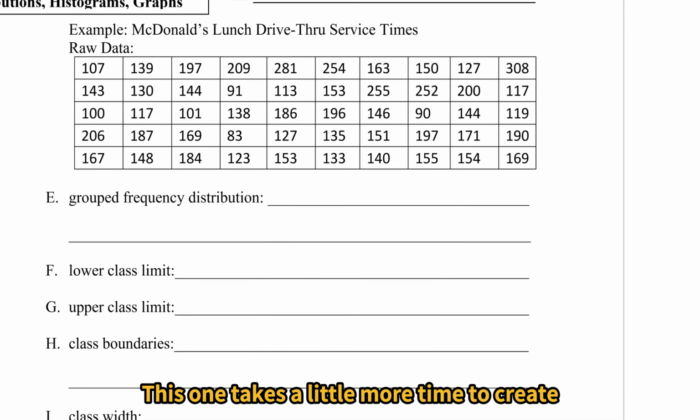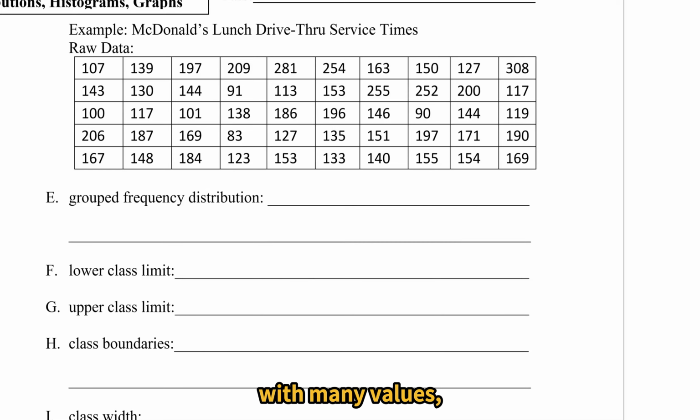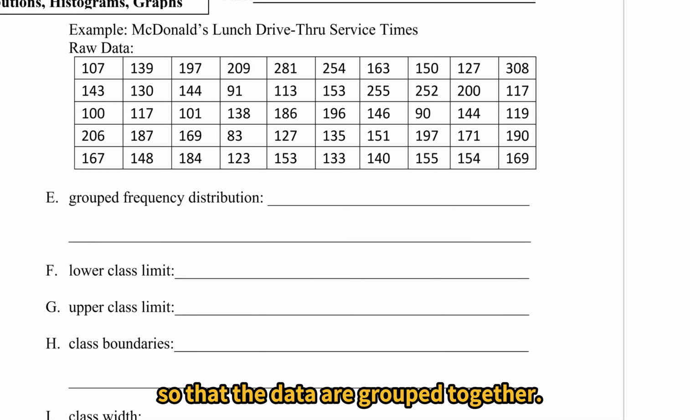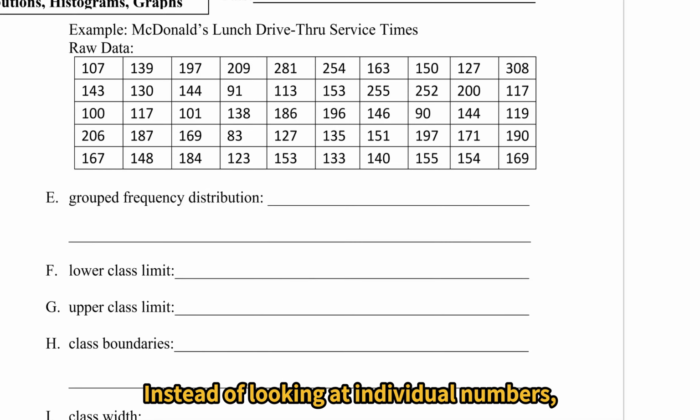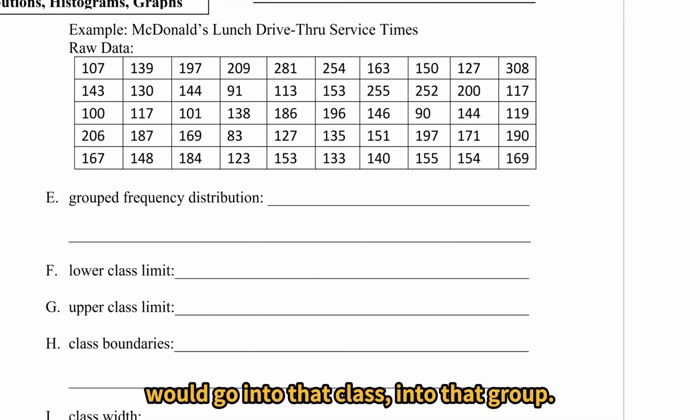This one takes a little more time to create, and it's used for a large set of numerical data with many values so that the data are grouped together. Instead of looking at individual numbers, now we look at a range of numbers. So between 75 and 124 seconds, for example, where all the values between 75 and 124 would go into that class, into that group.